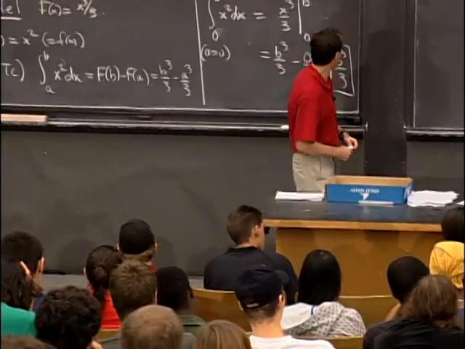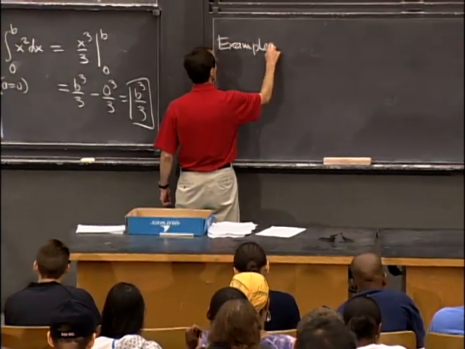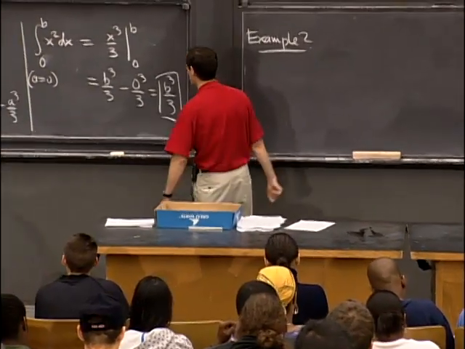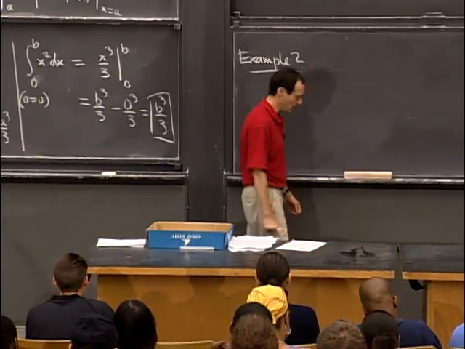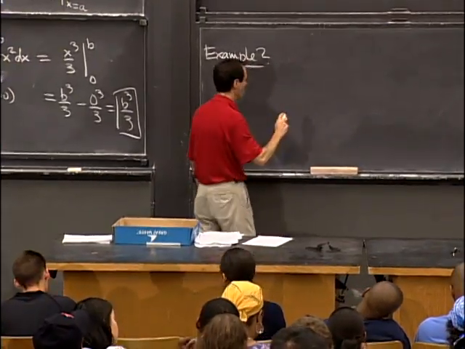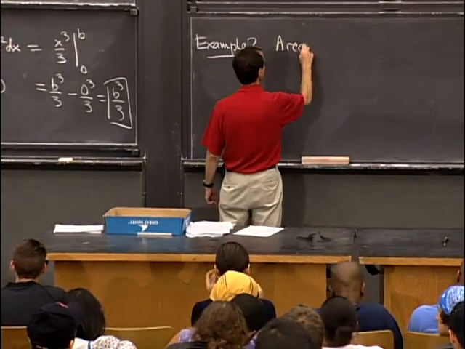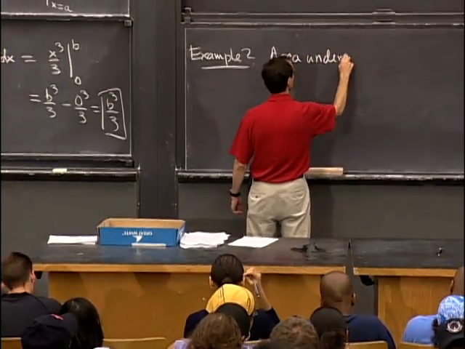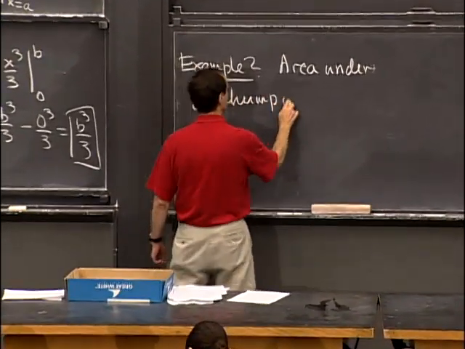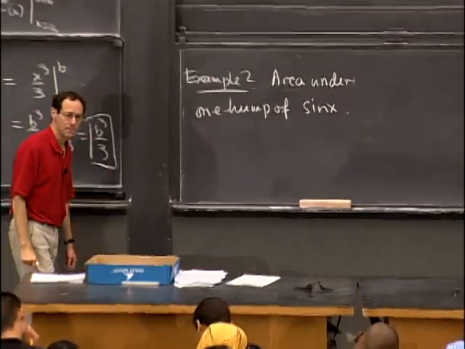All right, I'm going to give a couple more examples, and then we'll go on. So the second example would be one that would be quite difficult to do by this Riemann sum technique that we described yesterday. Although it is possible, it uses much higher mathematics to do it. And that is the area under one hump of the sine curve, sine x.